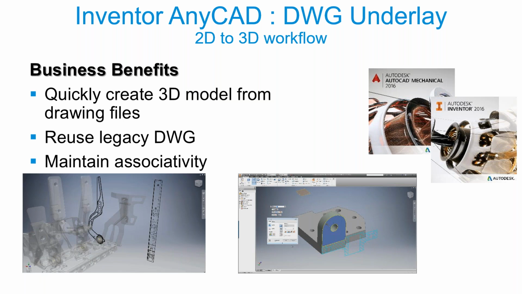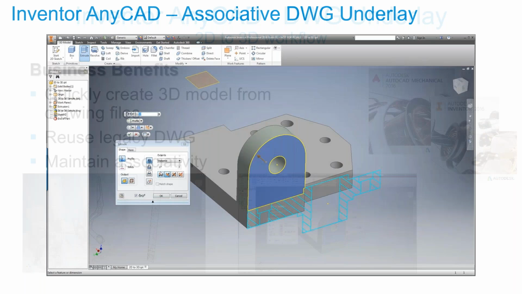Now, as everybody knows, it's not an easy task to convert a 2D file into a 3D file, and there is no automated process that you can go ahead and quickly convert a 2D file into a 3D file. So that is where Inventor AnyCAD, the DWG Underlay option, will give you more freedom, more tools, and more power in terms of very quickly converting a 2D file into a 3D file.